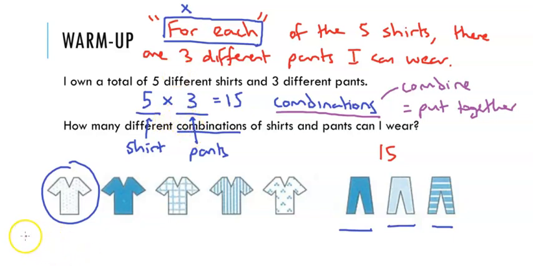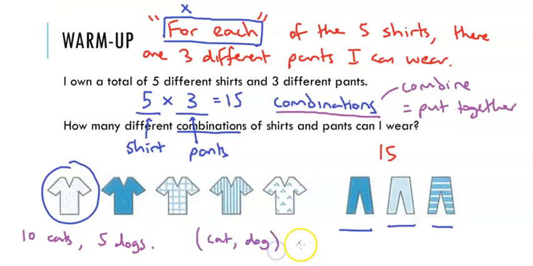Just another real quick example. Suppose I have some cats. I've got 10 cats and 5 dogs. If I want to make a cat-dog combination, so if I want to make a cat-dog pair, then for each of the 10 cats, there are 5 dogs. So that gives me 10 times 5 equals 50 cat-dog combinations.